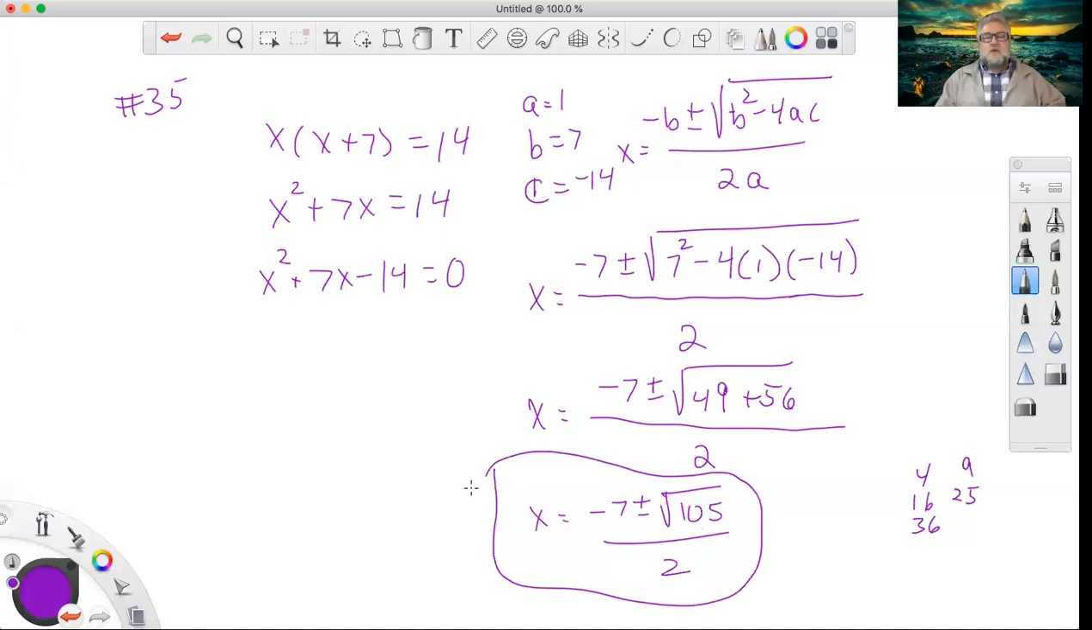Okay, so that wasn't so terrible, right? Using the quadratic formula, you just got to be careful. And if you write it out like this, and you write what a, b, and c are, that dramatically reduces the chance for error. I strongly recommend doing that.